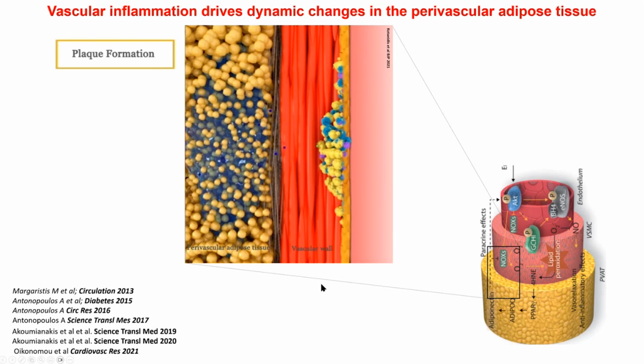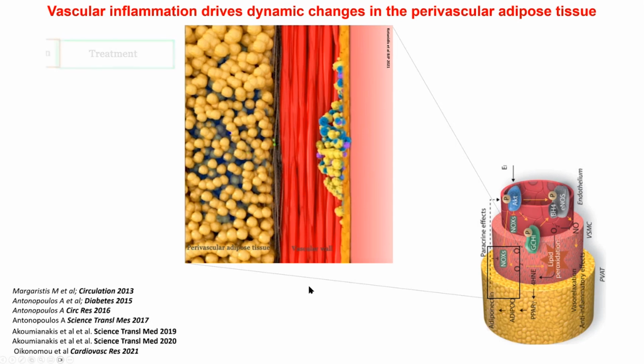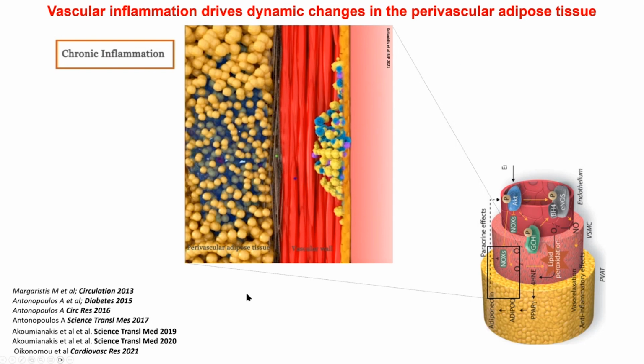Now, as time goes by, these changes in the perivascular space become more and more prominent. And when you treat the patients with an anti-inflammatory agent, these changes in the perivascular space recover. So they dynamically change in response to inflammatory signals coming from the vessel. Depending on the type of inflammation, you may get very complex changes in the structure of perivascular fat, with fibrosis, angiogenesis, and so on.